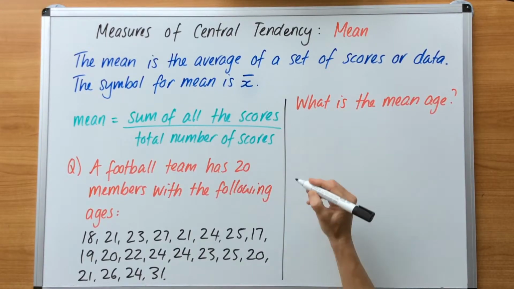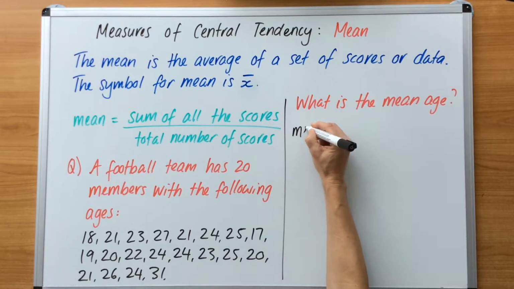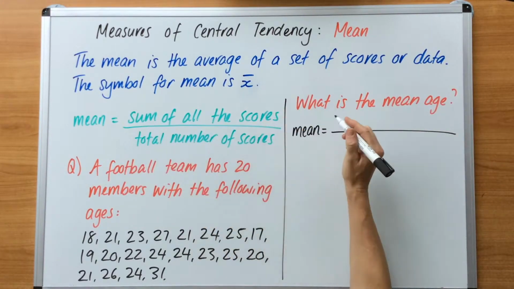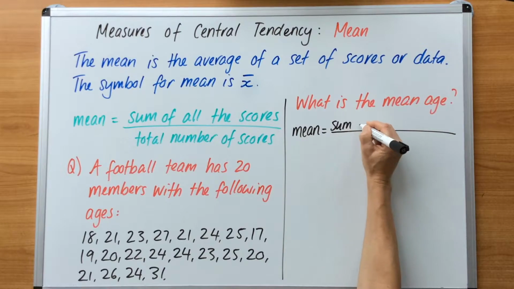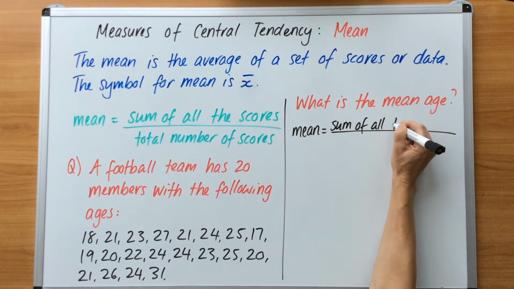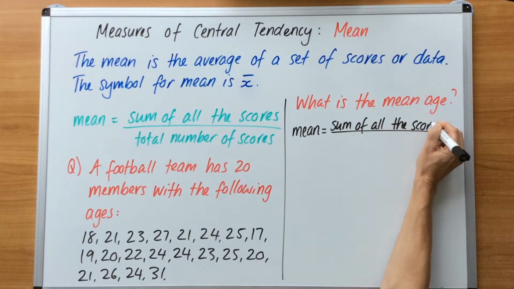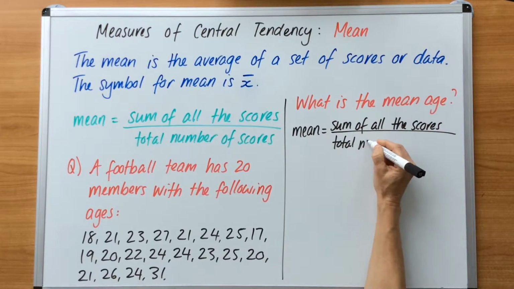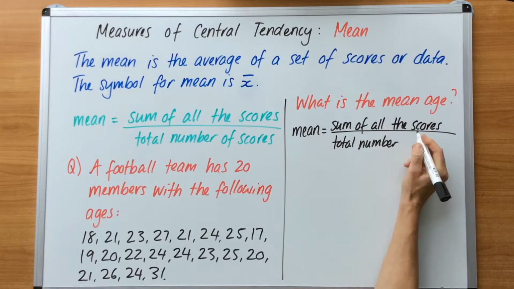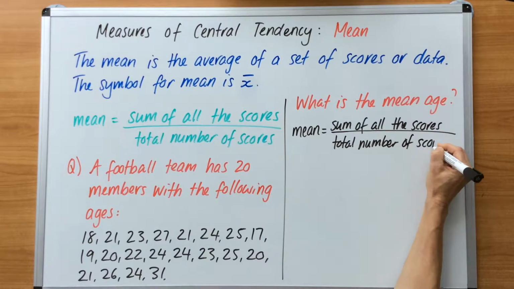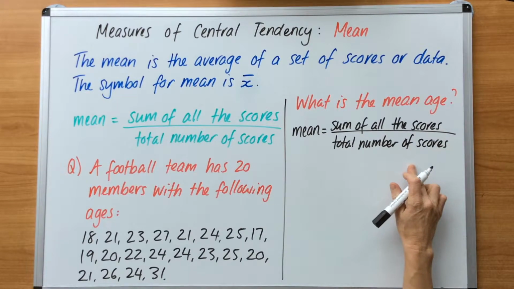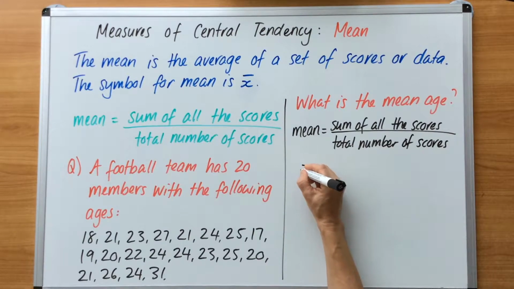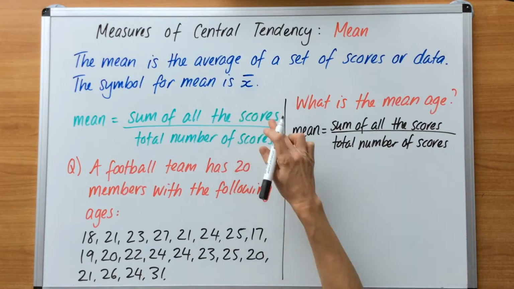So what you need to do is write mean equals, and you copy this out. Sum of all the scores divided by total number of scores. So essentially you're writing the rule to show you understand what it is. And then the next line we start to use the little symbol for mean.